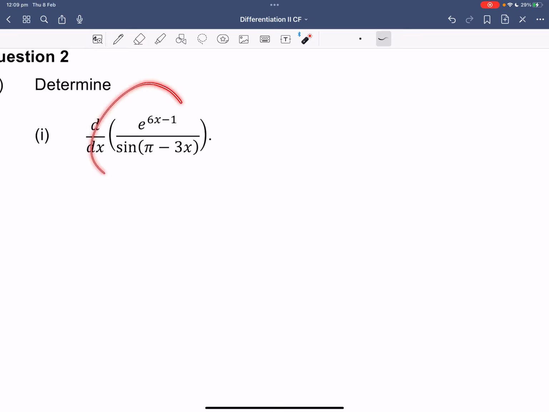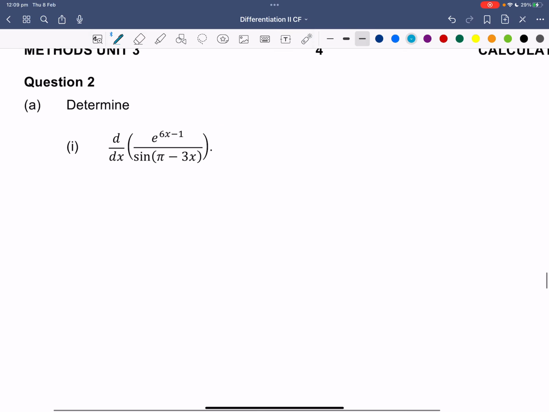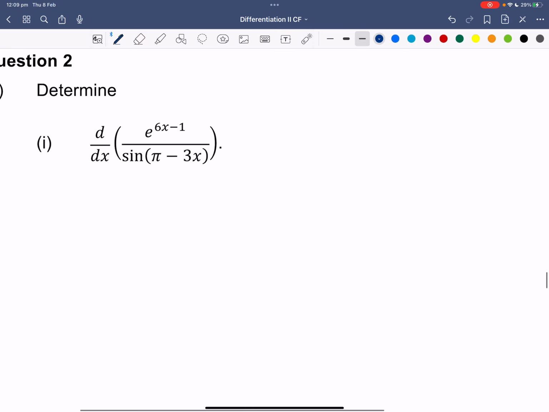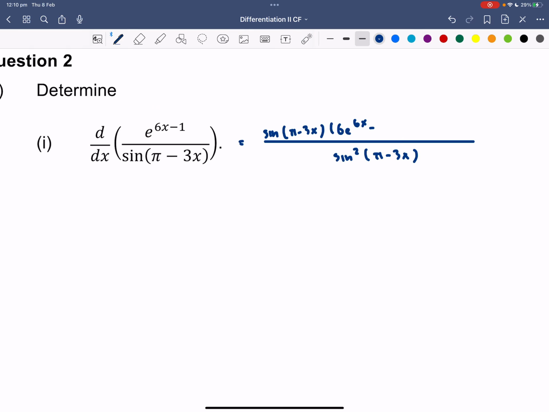Okay, determine the derivative of this. It doesn't say simplify, so we will not simplify. We just want the derivative. So what do we do? Quotient rule: copy the denominator. I always copy the denominator both top and bottom so I don't mess it up. Copy the denominator on the top, copy the denominator on the bottom, then differentiate the top. So that would be 6e to the 6x take 1, minus the other way around.